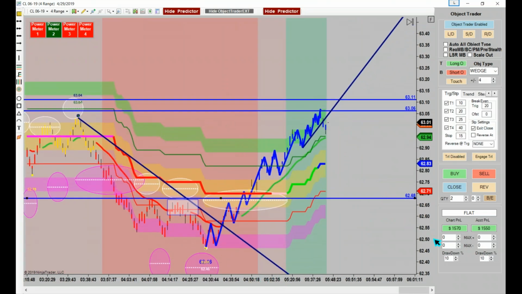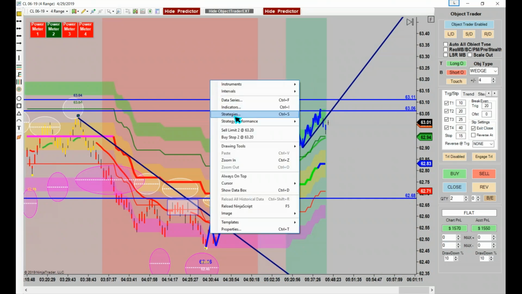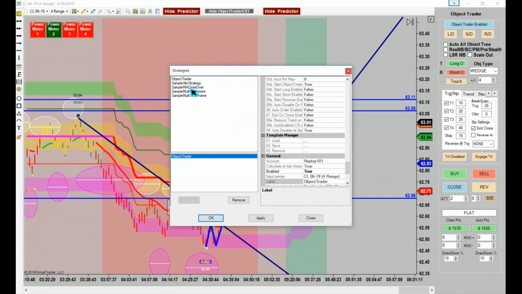Let's see, my object trader is not on my charts anymore. Michael, if it's not on your charts, basically all you have to do is right click and go to strategies and make sure that it's in this little box here and that it's enabled. I can go over that with you on TeamViewer, if you don't see that.